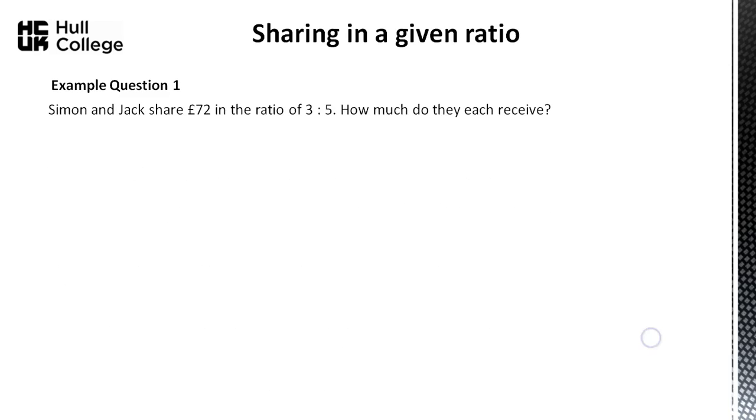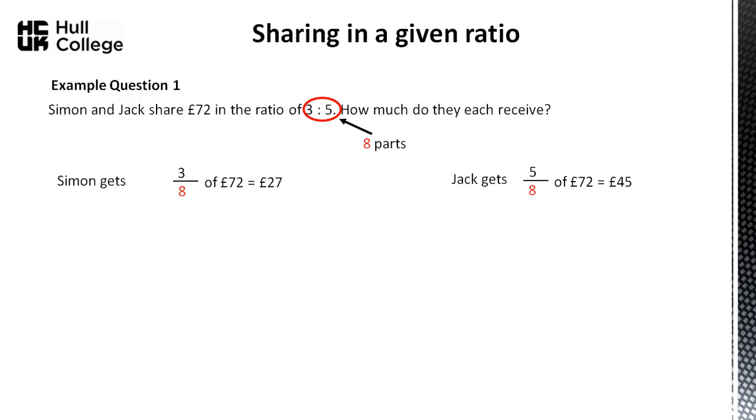Example question 1. Simon and Jack share £72 in the ratio of 3:5. How much do they each receive? First of all, add up the ratio parts. 3:5, 3 add 5, 8. So Simon gets 3/8 of £72, and that gives you £27. Jack gets 5/8 of £72, which is £45. Check: 27 plus 45 equals 72.